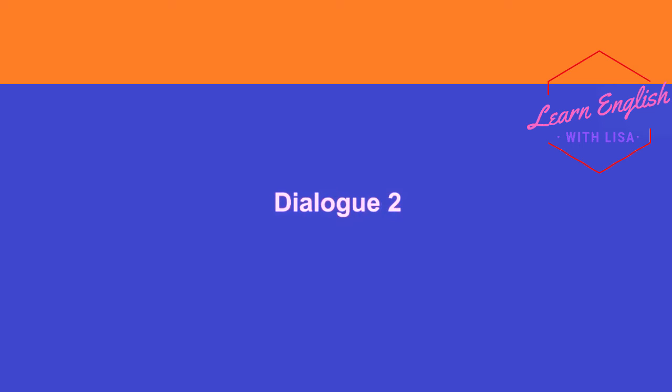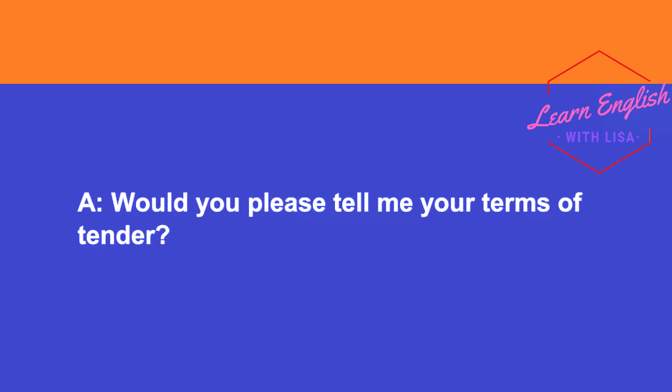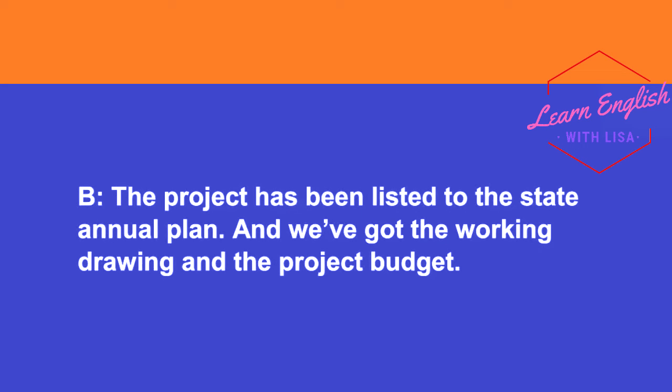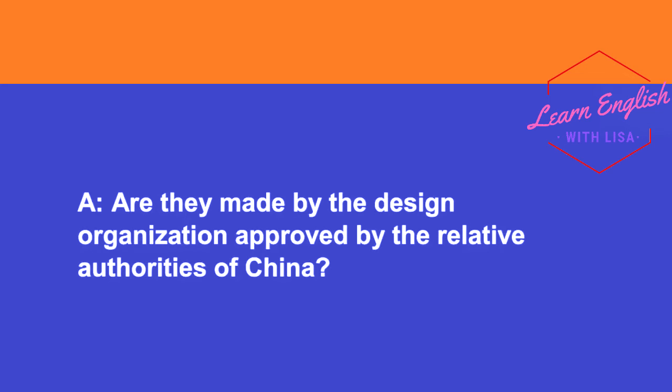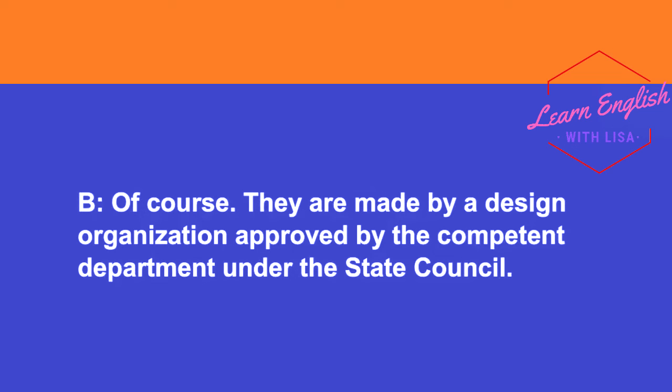Dialog 2. Would you please tell me your terms of tender? The project has been listed in the state annual plan, and we've got the working drawing and the project budget. Are they made by the design organization approved by the relevant authorities of China? Of course, they are made by a design organization approved by the competent department under the State Council.